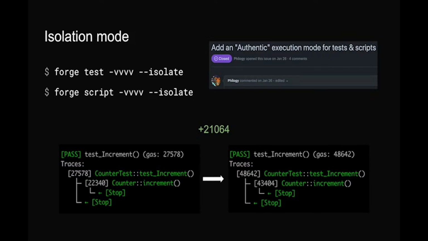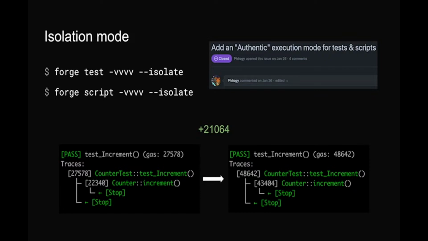Next, we have isolation mode. By default, the individual transactions inside of tests and scripts are performed as if they were part of one transaction. For most cases, this is actually preferable because the setup and teardown overhead of doing this otherwise is quite significant. For some use cases, however, especially those related to accurately measuring gas, another approach is required.